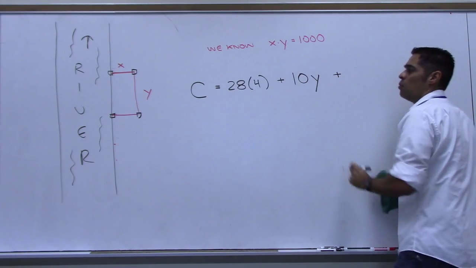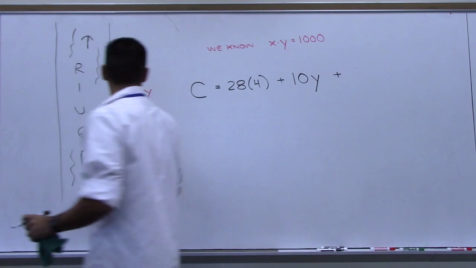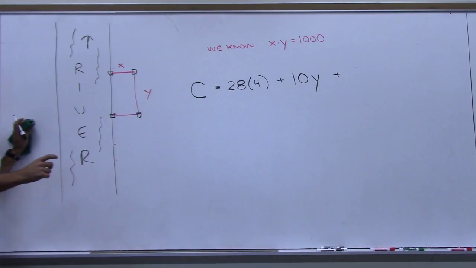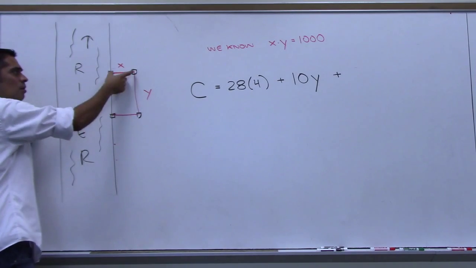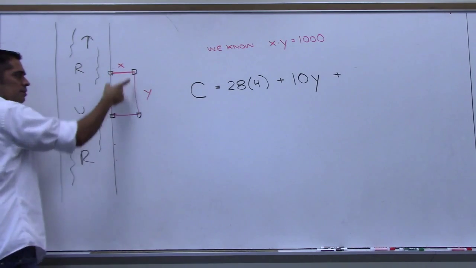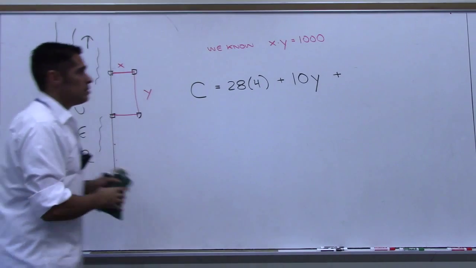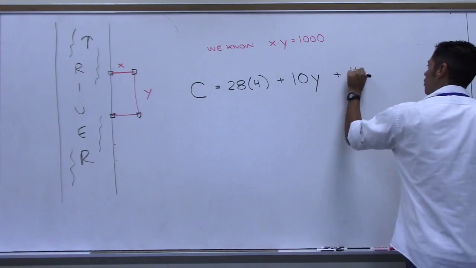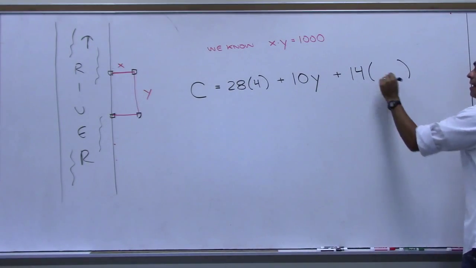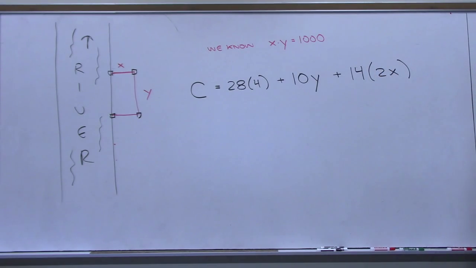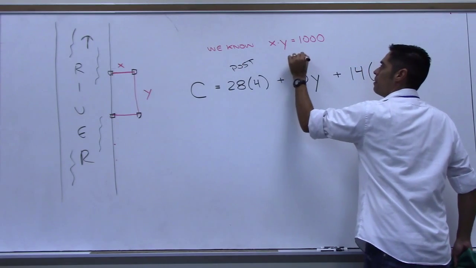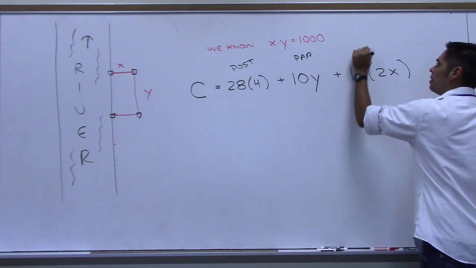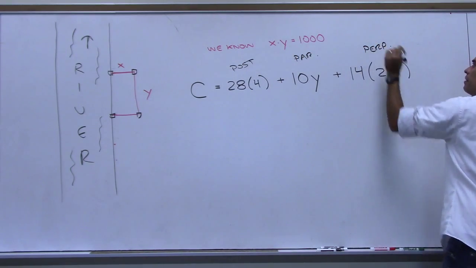Plus $20, or was it 14? $14 times this side and this side. So how long are these two together? 2x. So I'm going to put it this way: it's $14 times the length, which we said is 2x. I'm hoping you're seeing here, this is still the post, this is still the parallel part, this is still the perpendicular part. Is everyone following me?